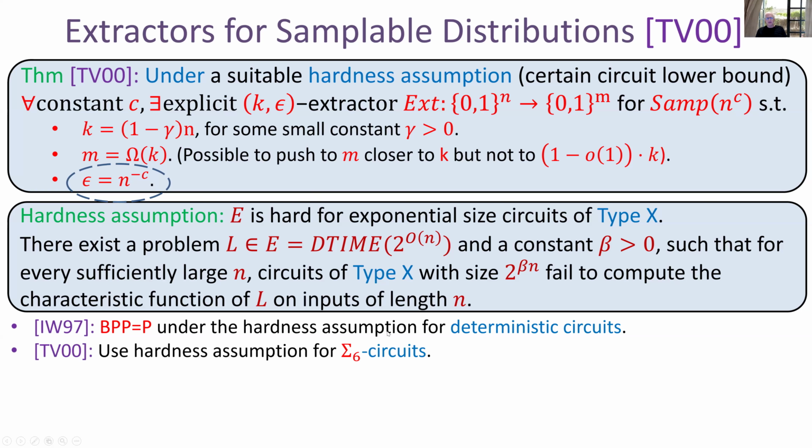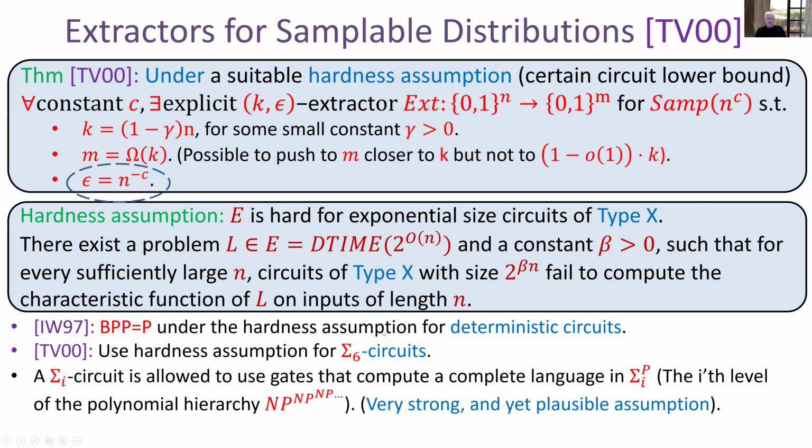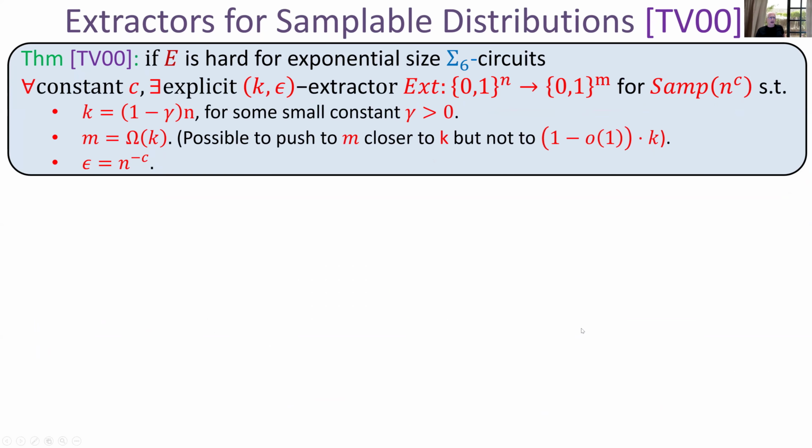Now, what is a Sigma_i circuit? A Sigma_i circuit is a circuit which, in addition to the standard gates, is also allowed to compute a complete language in Sigma_i P, namely NP^NP^NP, I mean, the polynomial time hierarchy, i times. So we're assuming hardness against much stronger circuits, a form of non-deterministic circuits, or maybe even several levels higher in the hierarchy. So this is a very strong and yet plausible assumption. So this is the celebrated result of Trevisan and Vadhan.